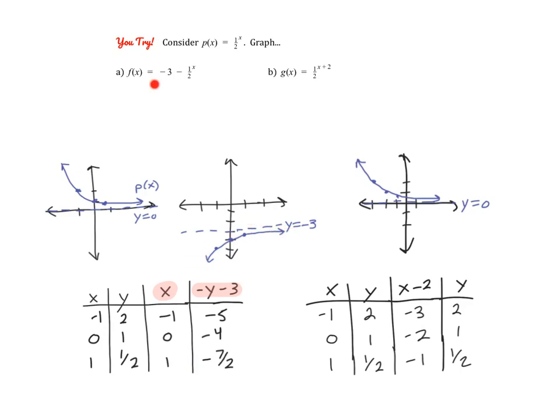So notice it was shifted down 3, which shifted our horizontal asymptote down 3, and then we also had a vertical reflection. For g of x, our only transformation was that our graph was shifted to the left 2. So you can see that I adjusted the coordinates here. Our y values stayed the same. So from our parent function, everything was just shifted left 2. Our horizontal asymptote stayed in the same place.